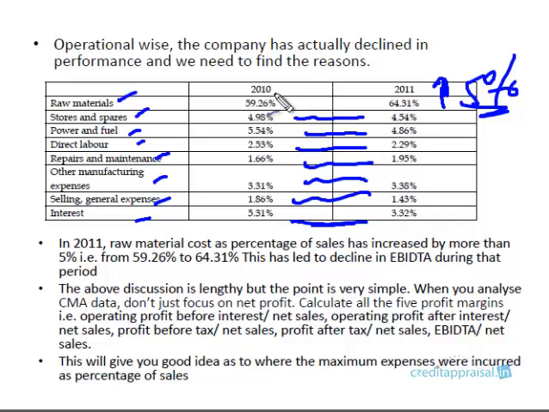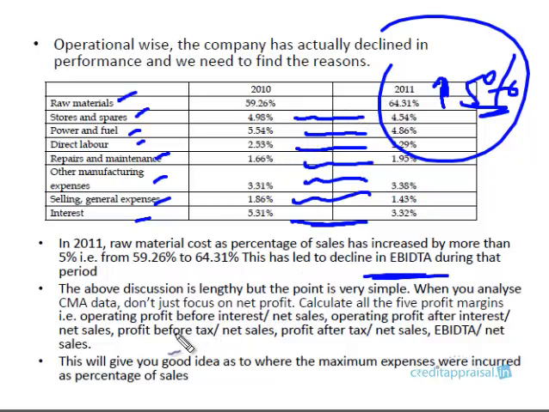Interest is not a direct expense, but look at raw material. This is huge. Last year in 2010, raw material was around 60% of sales, but now it's 65% of sales. This has led to the decrease in EBITDA that year. So what you need to do is calculate the major expenses as a percentage of sales and see where the percentages increase. It is because of that reason that EBITDA has come down.